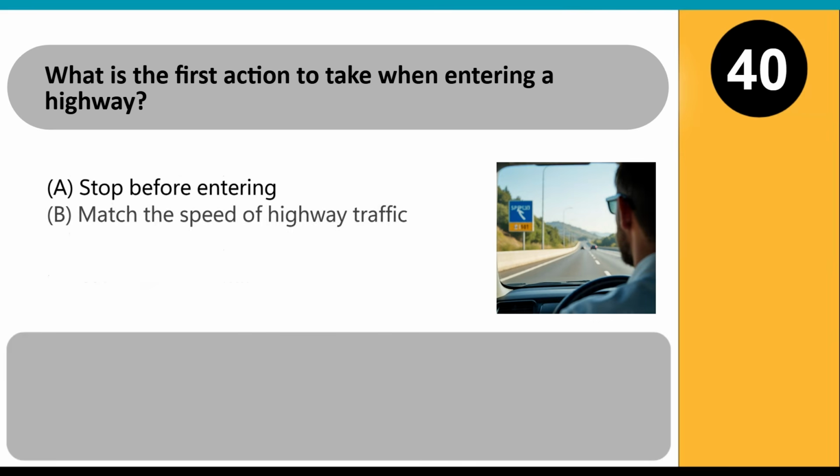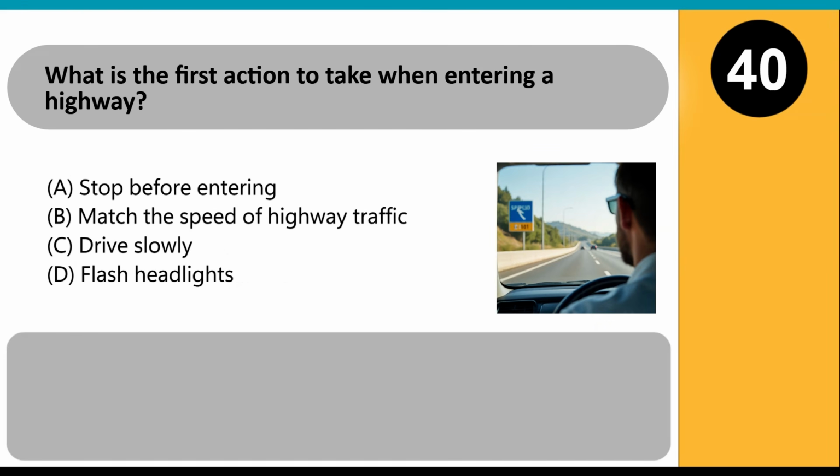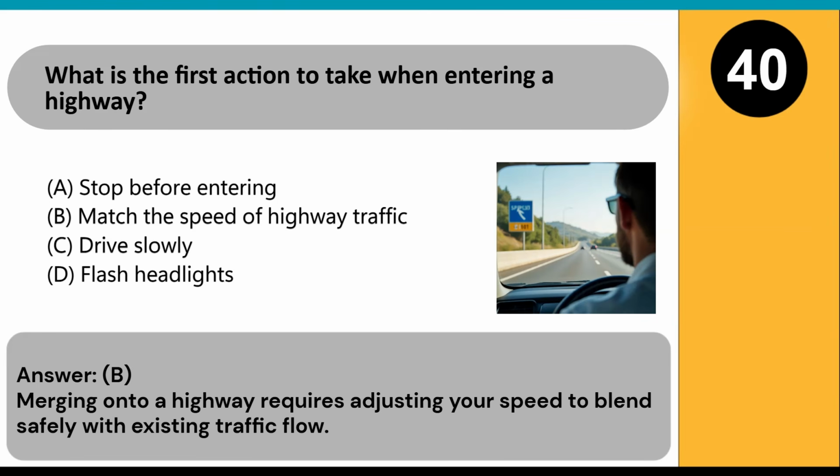What is the first action to take when entering a highway? A. Stop before entering. B. Match the speed of highway traffic. C. Drive slowly. D. Flash headlights. Answer: B. Merging onto a highway requires adjusting your speed to blend safely with existing traffic flow.